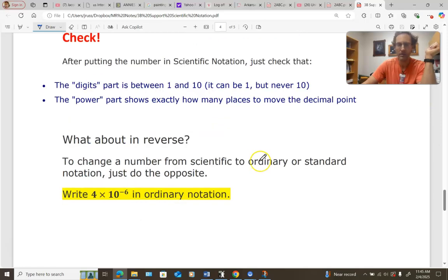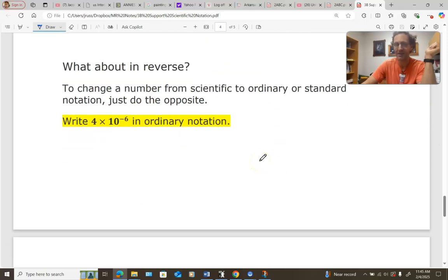Okay? So now we're going to talk about going in reverse. So what if we're given a number expressed in scientific notation, and we want to write it in ordinary notation. How could we do that? Well, it's just the opposite process, okay? So you're going to start out with this number, 4. Now 4 doesn't have a decimal, but we know it has one understood to be behind the 4. Okay, so really this is like 4.0.